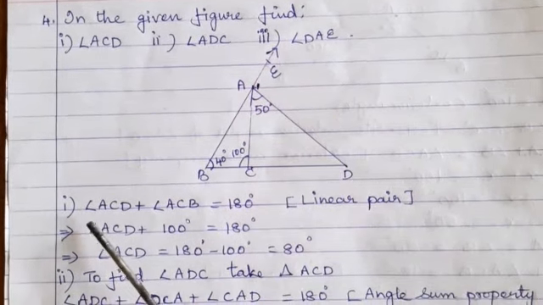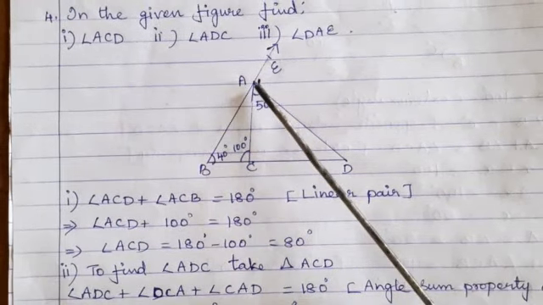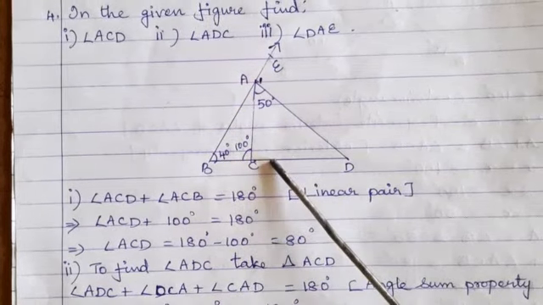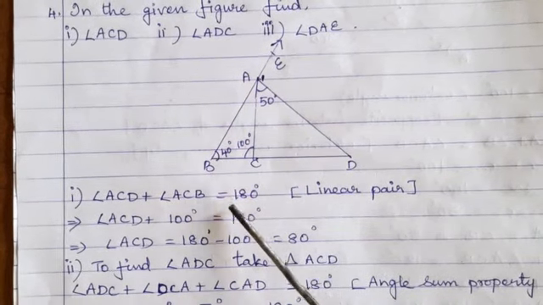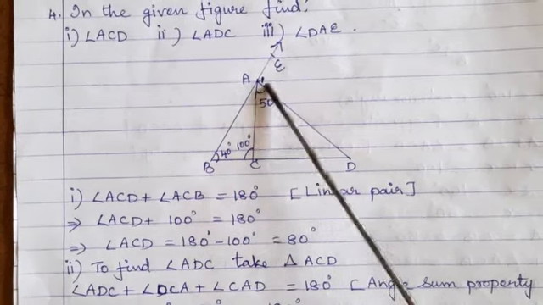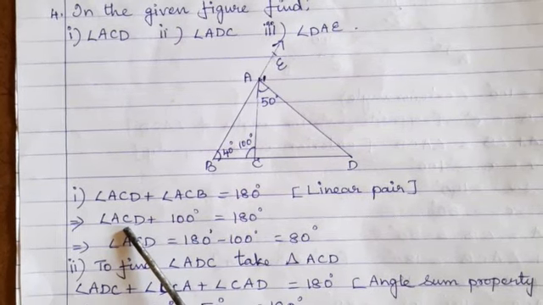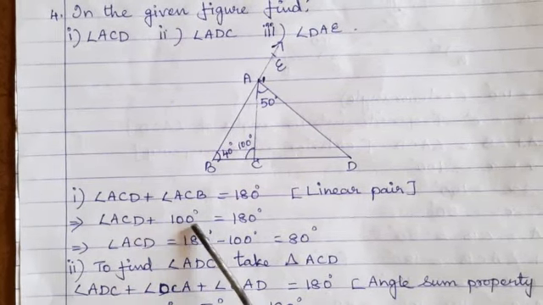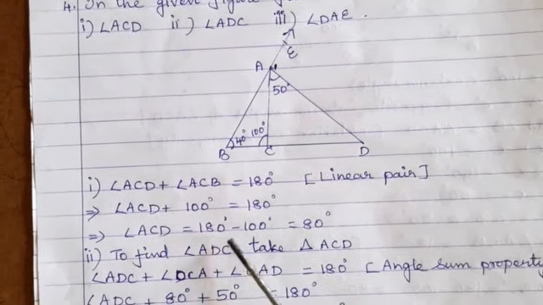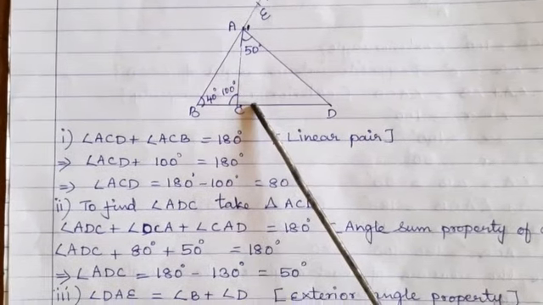So first angle ACD plus angle ACB equal to 180 degrees, because the reason is linear pair. Here it is given that ACB is 100 degrees. So angle ACD we are going to find out. Angle ACD plus 100 degrees equal to 180 degrees. Then angle ACD equal to 180 minus 100, which is equal to 80 degrees. So now we have found out this angle ACD.